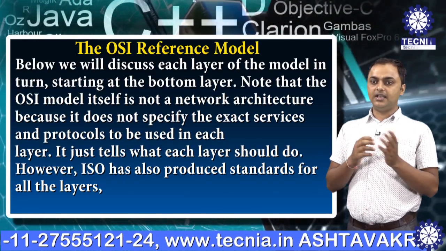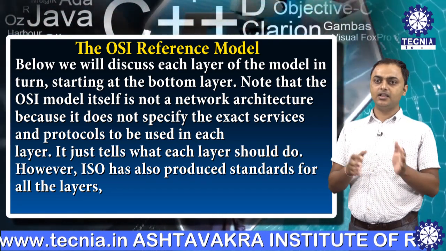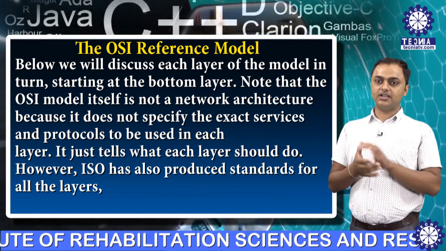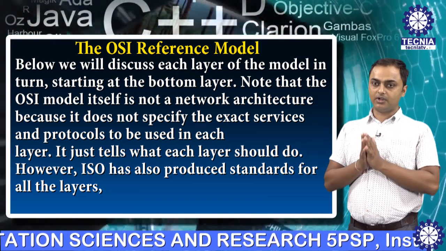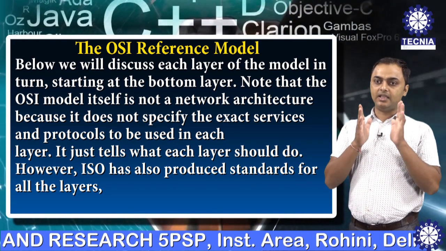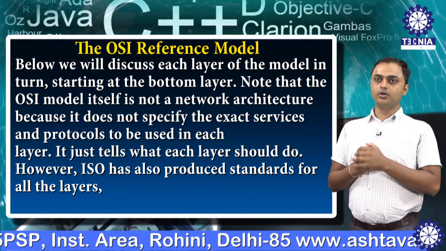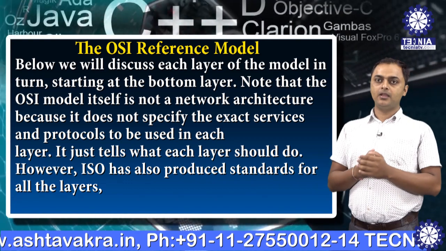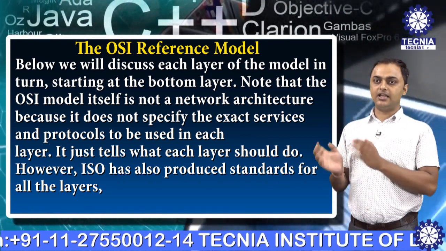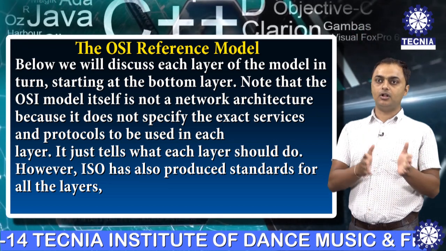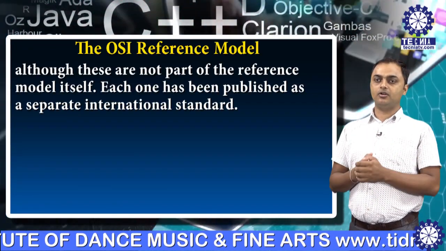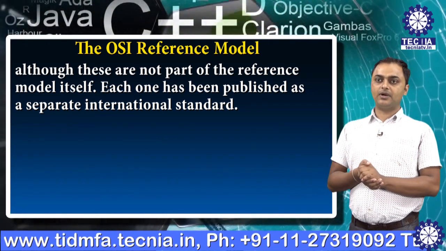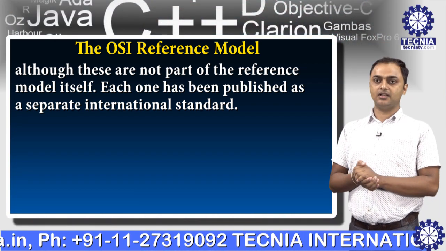Below, we will discuss each layer of the model in turn, starting at the bottom and going to the top. Note that the OSI model itself is not a network architecture because it does not specify the exact services and protocols to be used in each layer. It just tells what each layer should do. However, ISO has also produced standards for all the layers, although these are not part of the reference model itself. Each one has been published as a separate international standard.